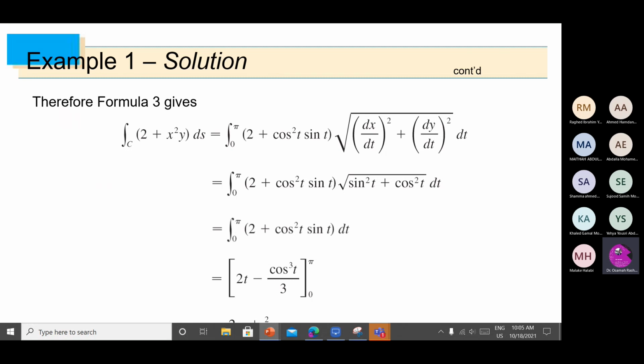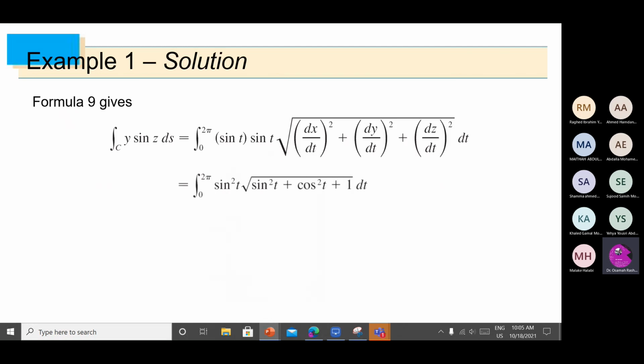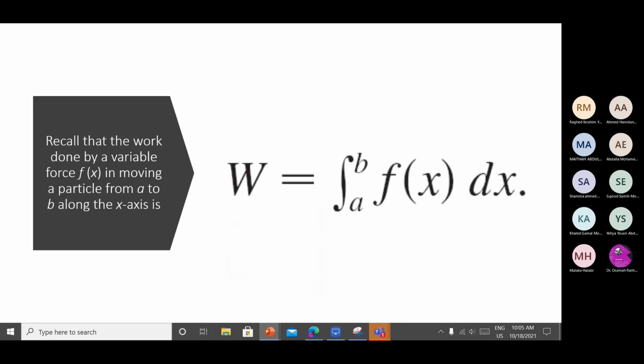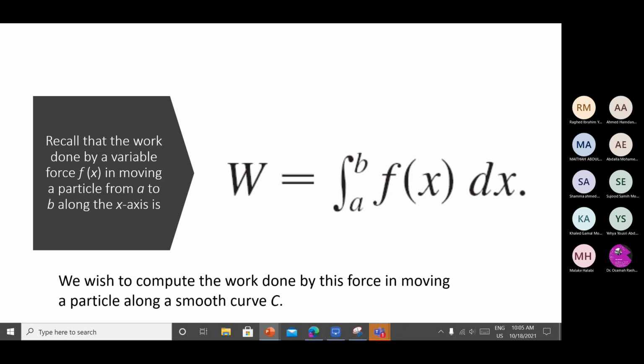We have done this one and also this one. Now we know the work done by a variable force f of x in moving a particle from A to B along the x-axis is the definite integral, and this is also one of the applications. What about moving a particle along a smooth curve C?